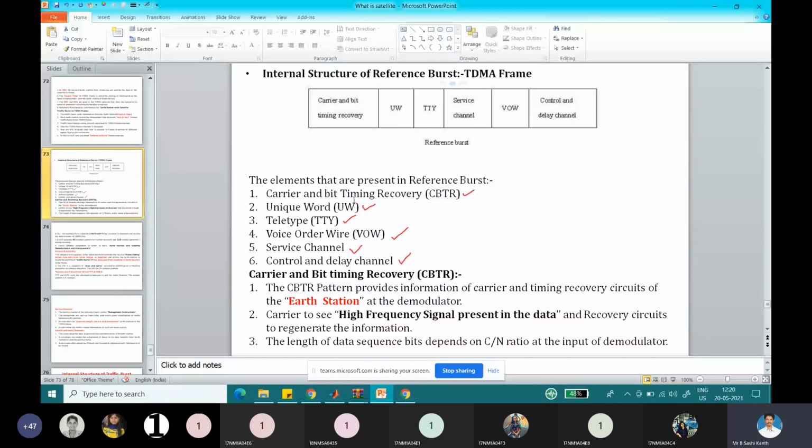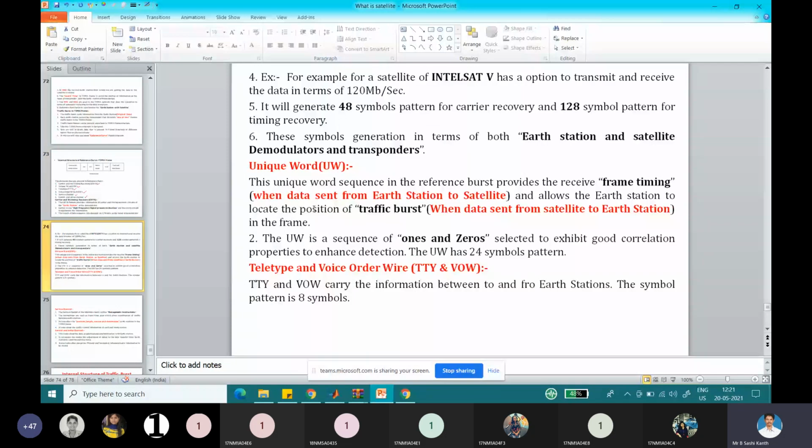The reference burst consists of 6 things internally. We discussed CBTR, to see the CBN ratio near the input of the demodulator and ensure the data is retrieved when it comes from the satellite to the earth station. We also saw the unique word, with Intelsat as one example, to see the frame timing when you send data from the earth station to the satellite and the traffic burst from the satellite to the earth station, with ones and zeros as the representation. The teletype and voice order wire are for information transfer to and fro between the earth stations.